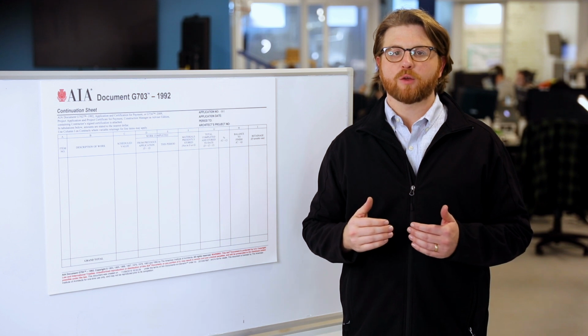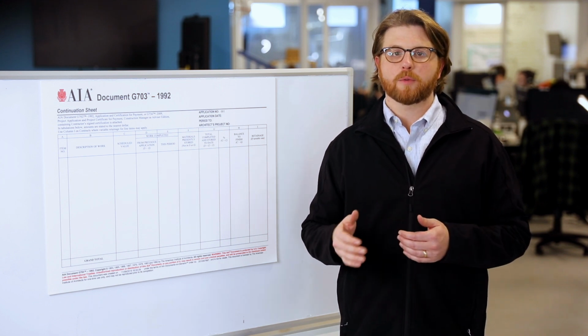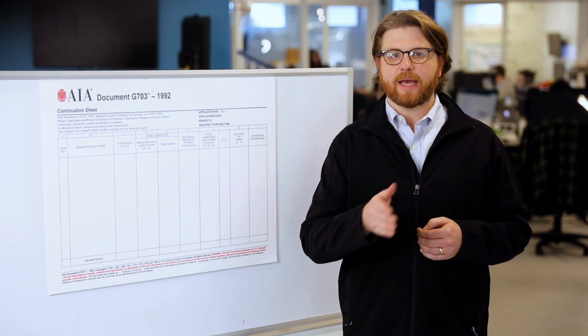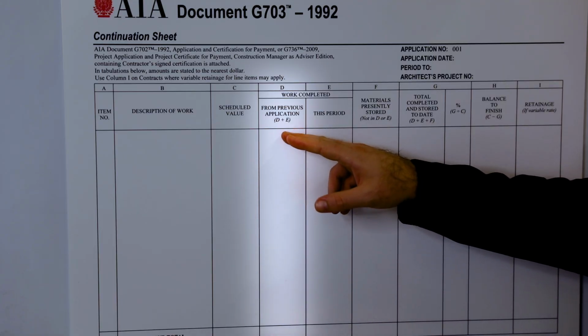This column is for the value of all the work that you finished prior to this application. You can get this figure from the previous continuation sheet that you filled out by adding the columns D and E. If this is the first payment application in the project, then leave this column blank. Don't include any materials that you've purchased and stored on the job site but haven't used yet. We'll get to that in a minute.